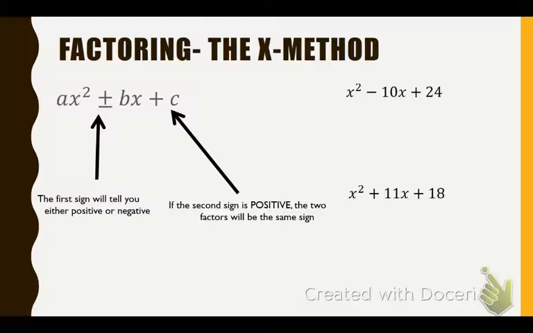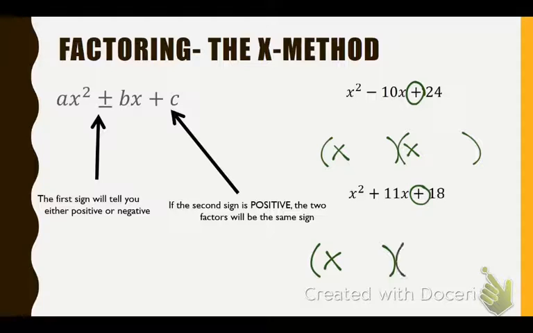First thing you want to look at is the fact that the second sign on both of these is positive. That means when you go to do your factors, the signs of your factors will be the same exact sign. To figure out which one, you're going to look at the first sign. I'm just writing this because we know this is what our answers are going to end up looking like. So, for x squared minus 10x plus 24, we are going to do our x method.